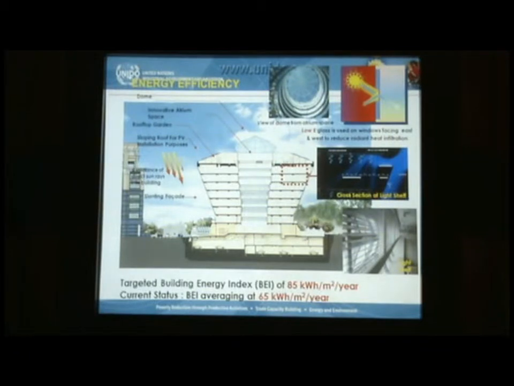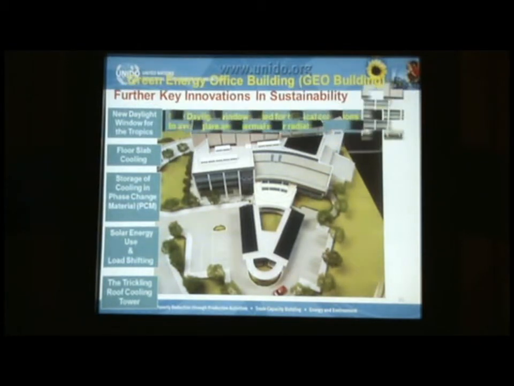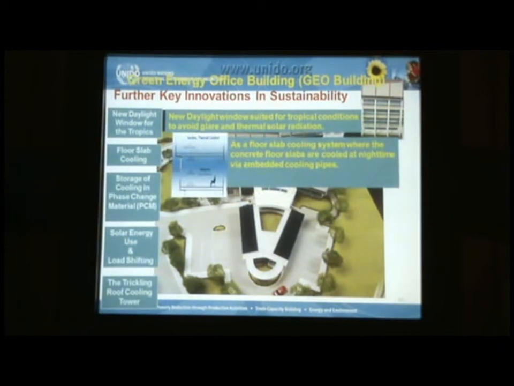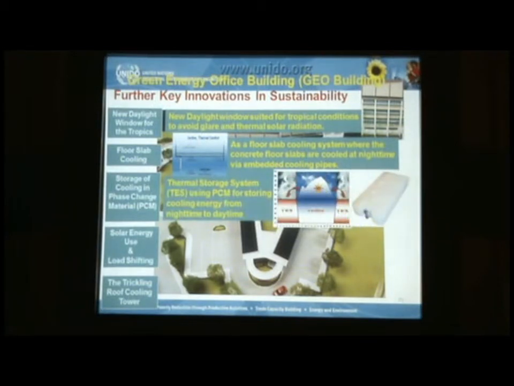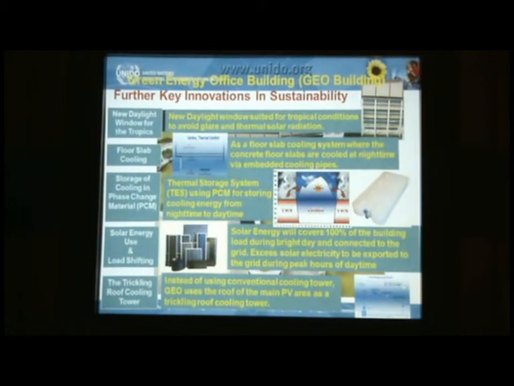Then you also have the Energy Commission building, which has features such as shading, sloping roof, rooftop garden, and so on. Light shelves, which again help to bring down the energy. And the green energy office has various sustainability features. I won't go into that in detail, but you can see that daylight is there, floor slab cooling. The only disadvantage of the floor slab cooling was that we ignored the air motion, so there was a bit of stuffiness. Thermal storage system, solar energy, and also using the roof as a cooling tower.